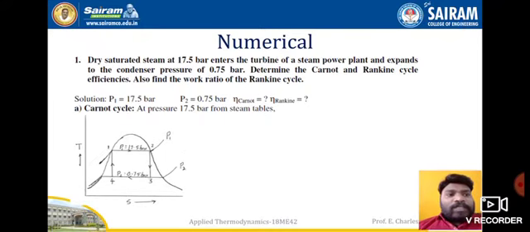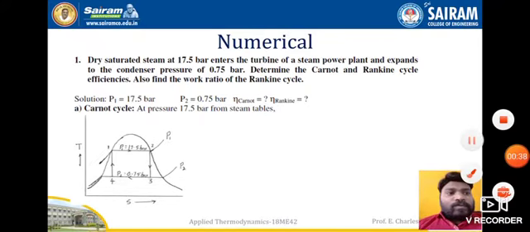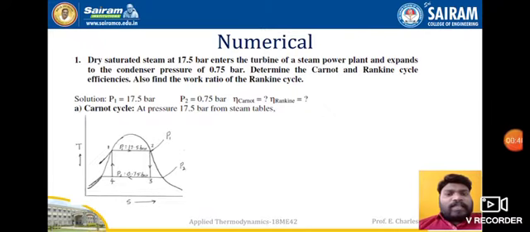So the first one is, here the data is given: pressure P1 is equal to 17.5 bar, P2 is equal to 0.75 bar. Two pressures are given, and we need to find out the efficiency of the Carnot and Rankine cycles, and also the work ratio of the Rankine cycle. So this is one complete problem.